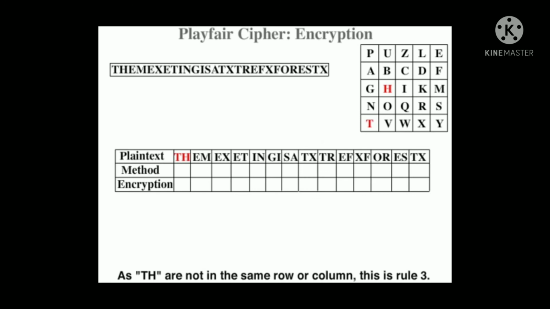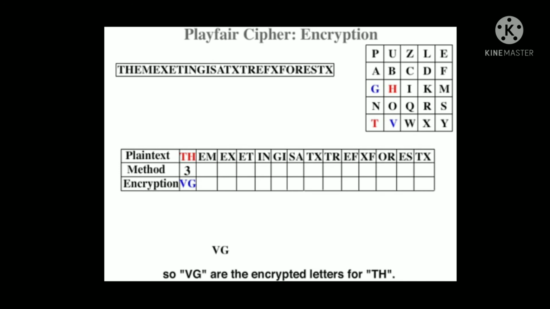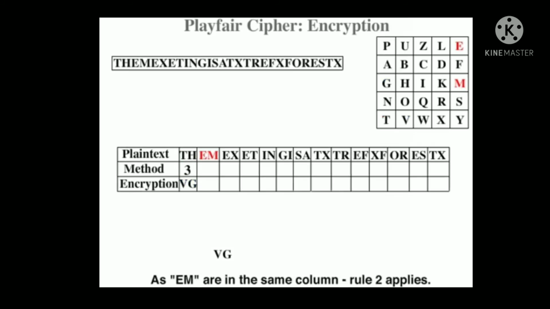As TH are not in the same row or column, this is rule 3. To create a rectangle, the letters V and G are needed. So V and G are the encrypted letters for TH.